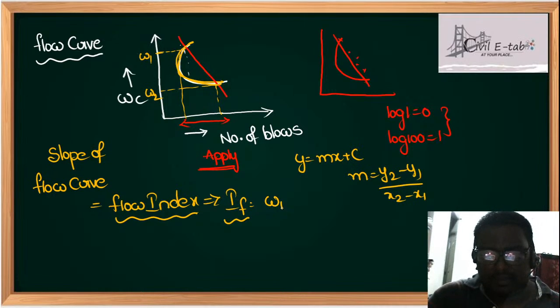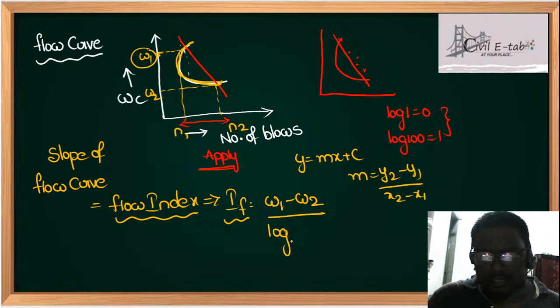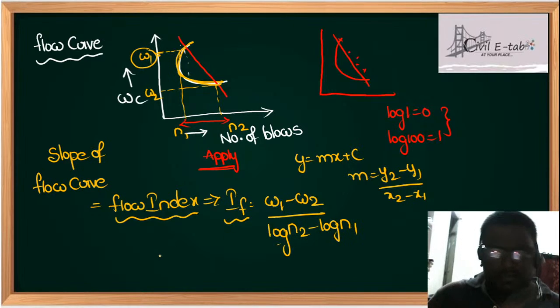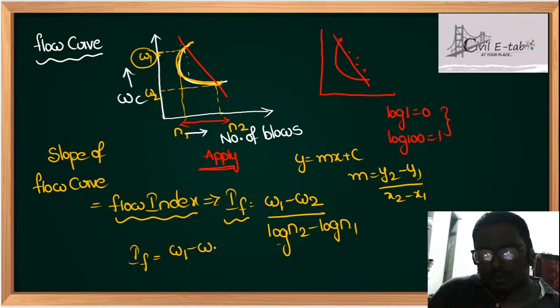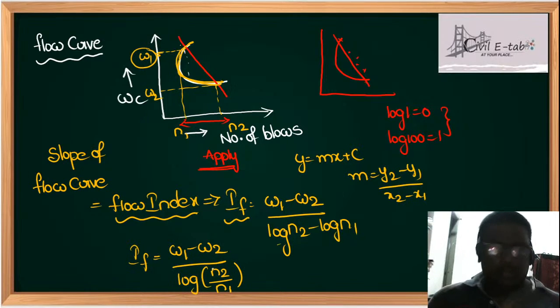Flow index is given by the formula W1 minus W2 upon log N2 minus log N1. Here it is N2, here it is N1. Why is it written as W1 minus W2? Because it is the higher value. That is why it is called a decreasing curve. What is the log A minus log B formula? So flow index is given by the formula W1 minus W2 upon log N2 by N1. Am I clear, students?